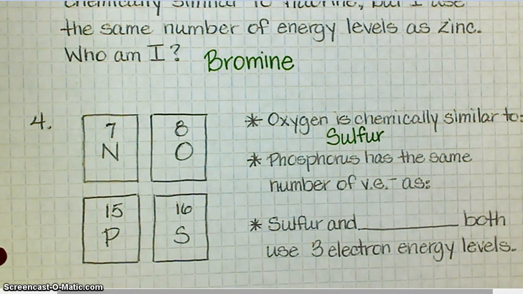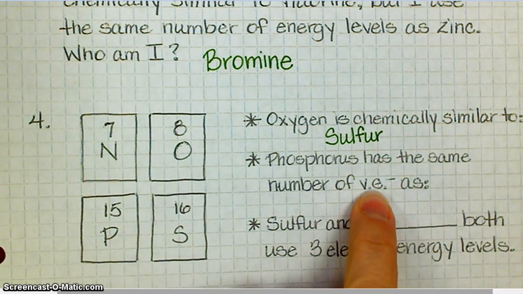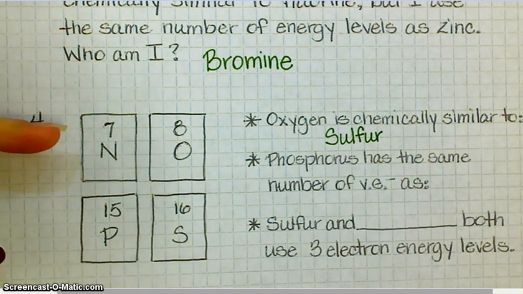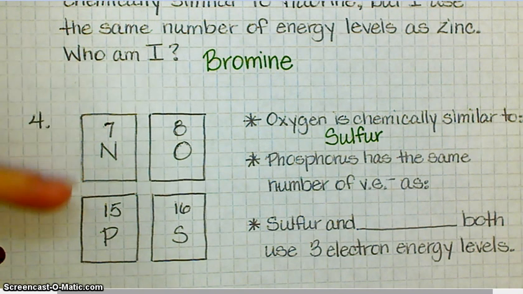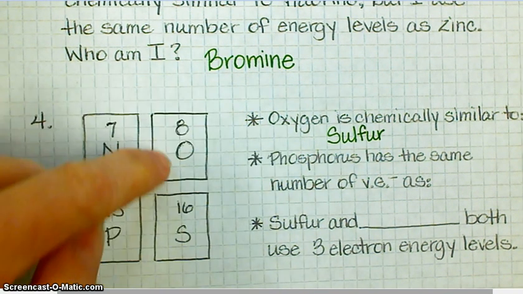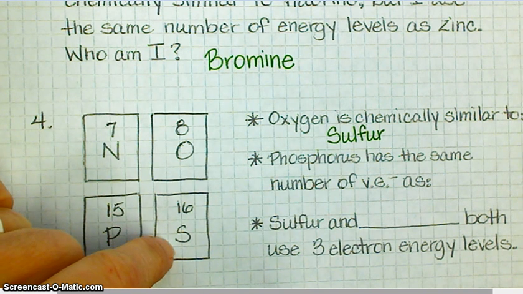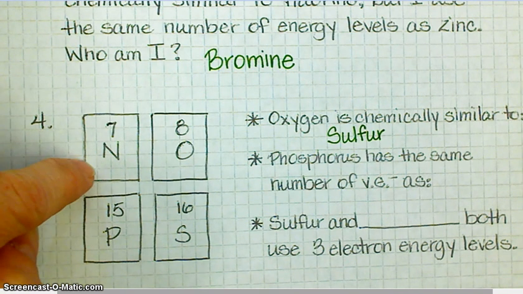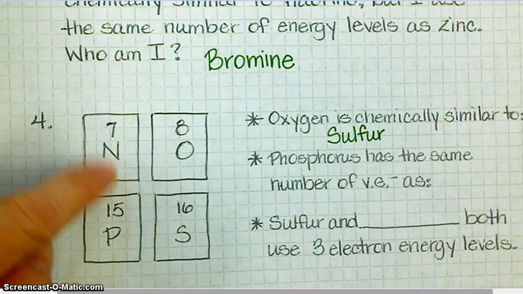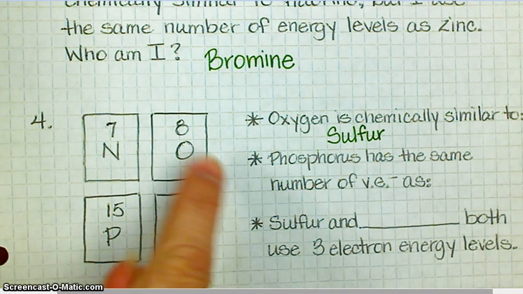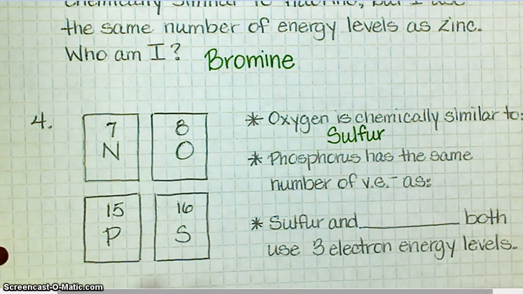Okay, next one says that phosphorus has the same number of valence electrons as, all right, we've been learning that if you have the same number of valence electrons, you are in the same vertical column. So oxygen and sulfur are chemically similar because oxygen and sulfur have the same number of valence electrons and they're in the same vertical column. Phosphorus is going to be chemically similar to nitrogen because they're in the same vertical column and they're going to have the same number of valence electrons. So for this little portion, phosphorus has the same number of valence electrons as nitrogen. Why? Because they're in the same column.